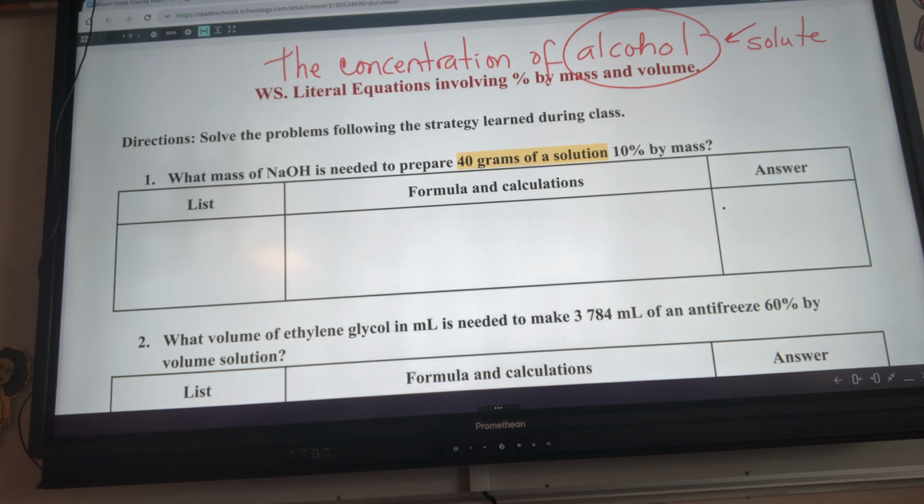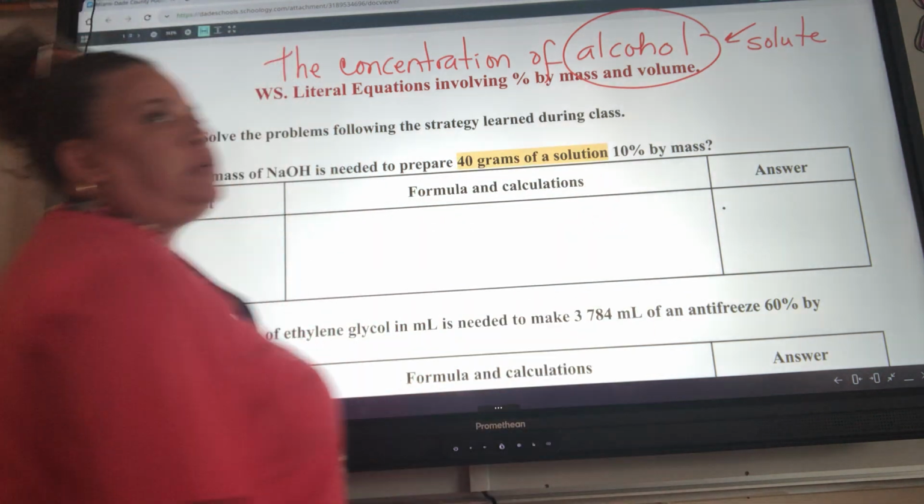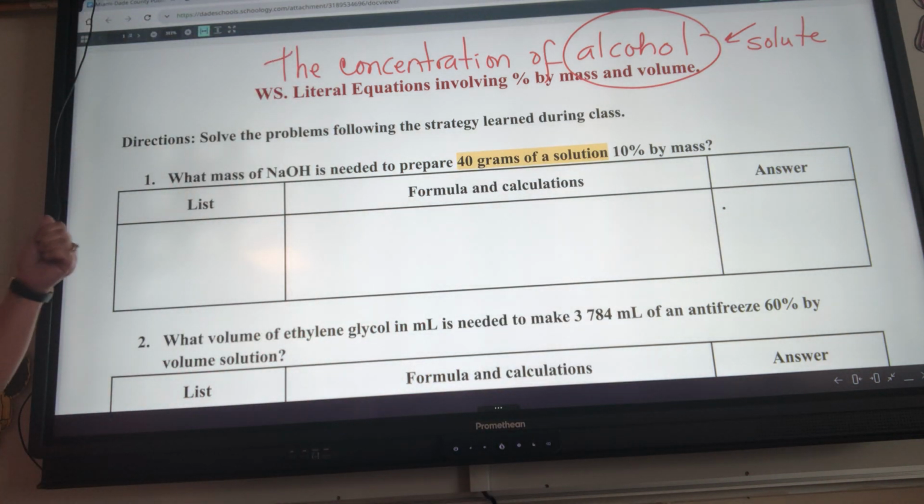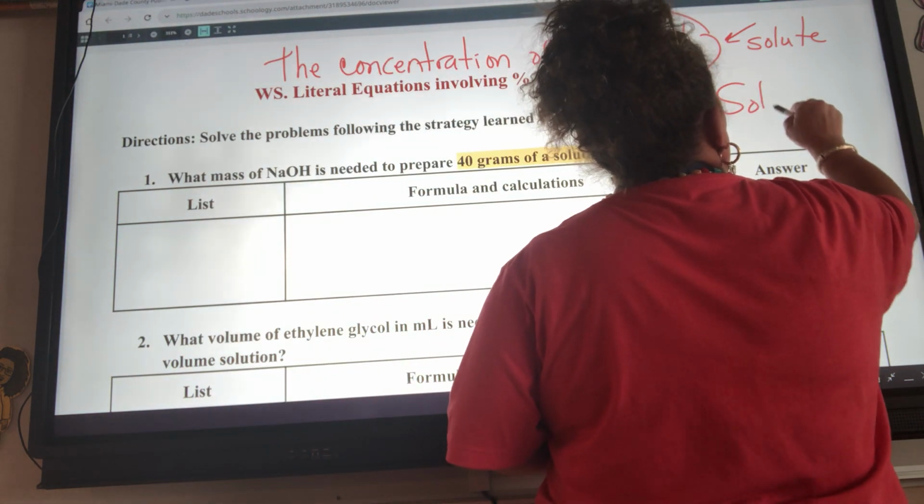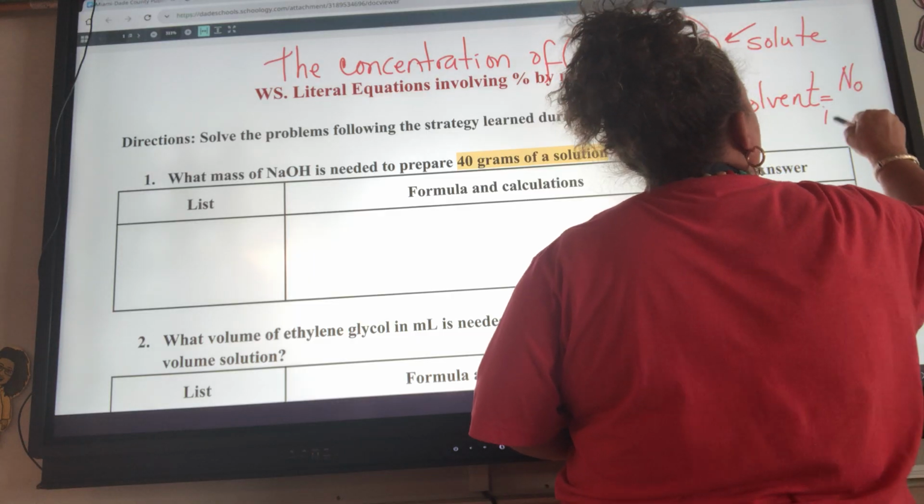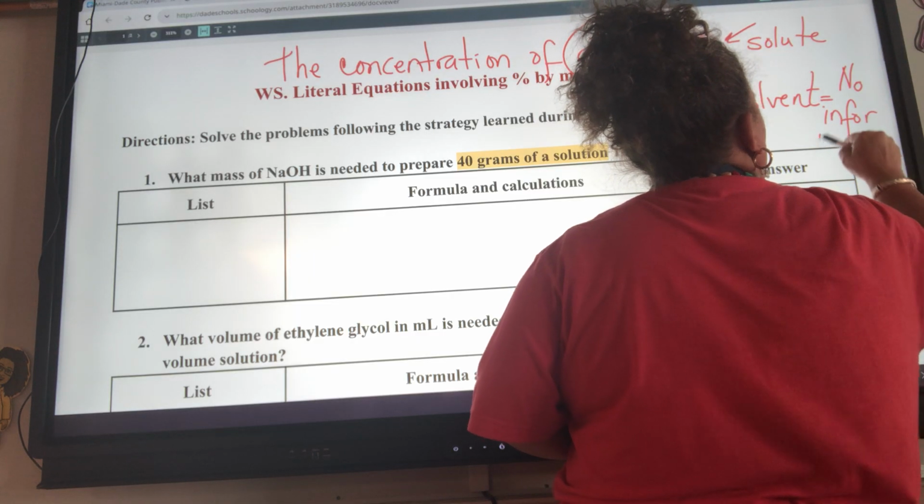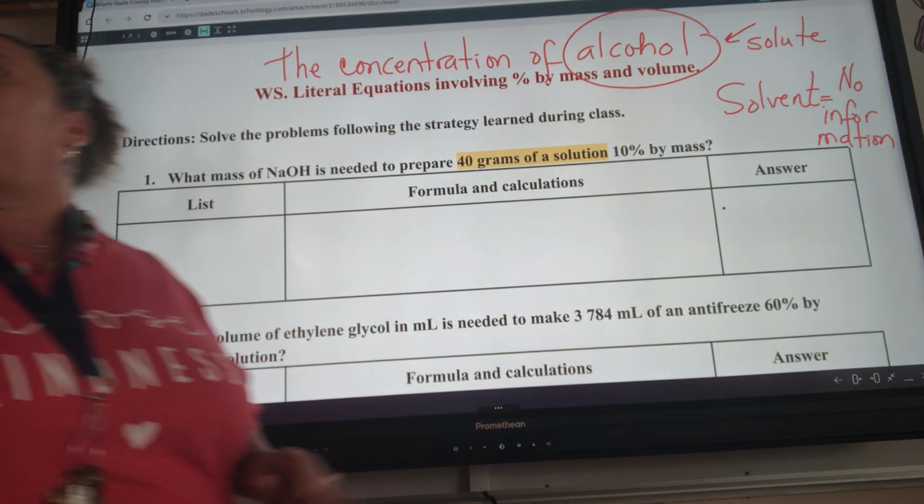So your problem over here, problem 1: What mass of sodium hydroxide is needed to prepare 40 grams of a solution 10% by mass? Do you have information about the solvent in there? The answer is no. You don't know what the solvent is. No information, and you don't need to know that. It could be alcohol. It could be water. You don't know that.